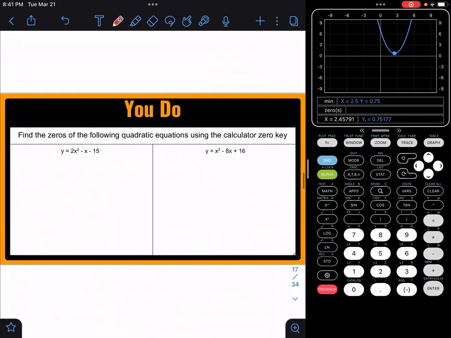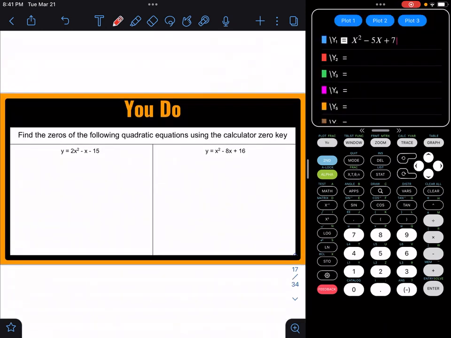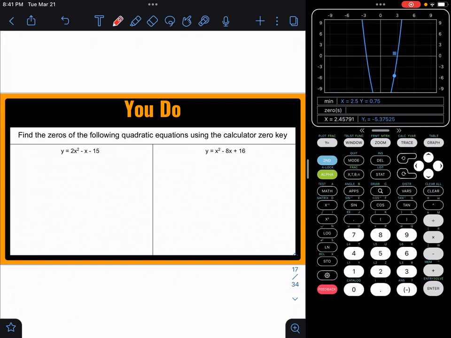Alright, let's look at these next two. You should actually pause the video and try these two on your own. We have 2x squared minus x minus 15. I'm going to graph it. Let me make sure there's actually going to be answers here. Yes, there's going to be two answers. So let's find what these answers are going to be.